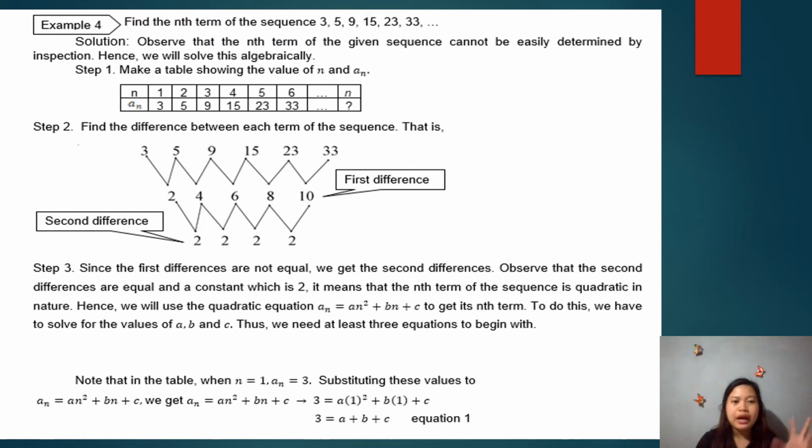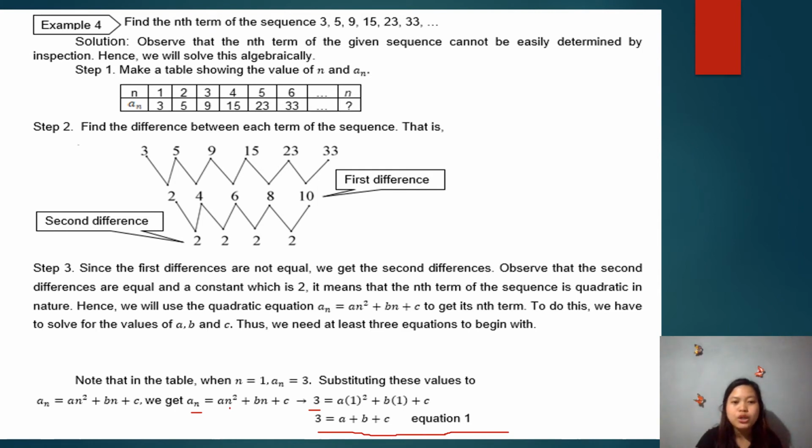Before, we used two equations, but now we will use three equations. Note that in the table, when n is equal to 1, a sub n is equal to 3. Substituting these values to a sub n equals an squared plus bn plus c, we replace n with 1 and a sub n with 3. So, a times 1 squared plus b times 1 plus c. We get 3 equals 1 squared, that's 1 times a, that's a, plus b times 1, that's b, plus c. So, this is our first equation.